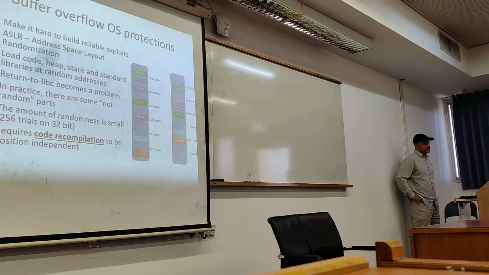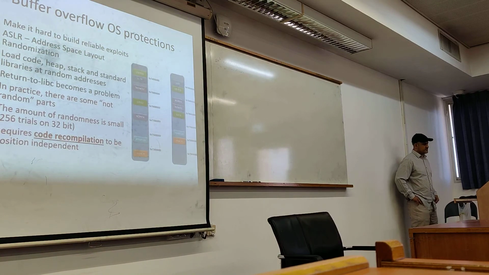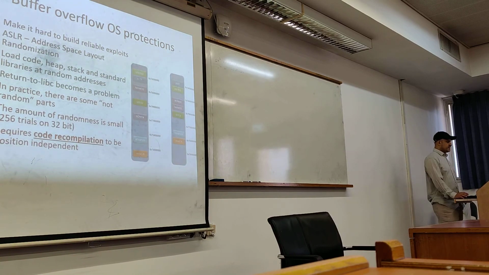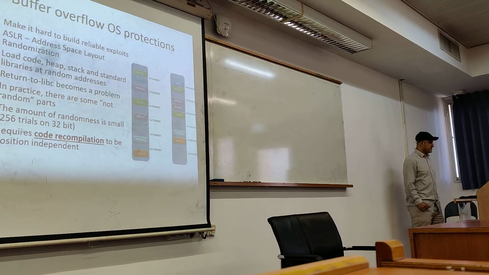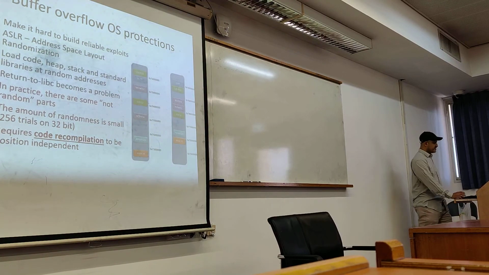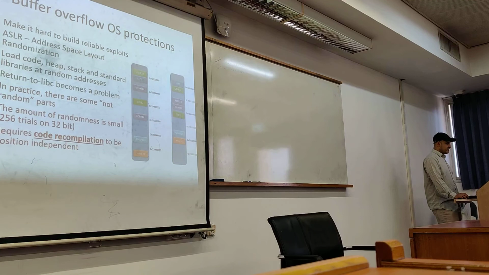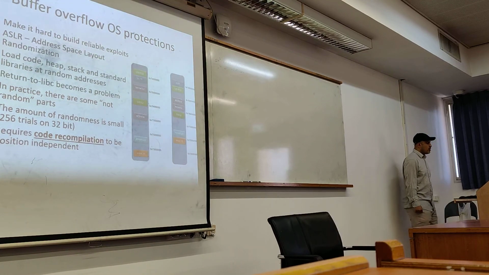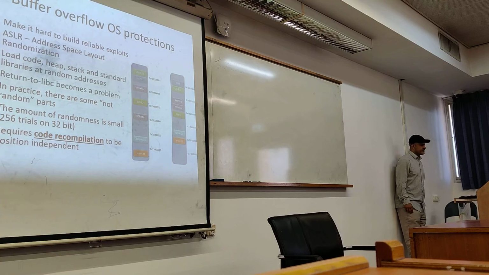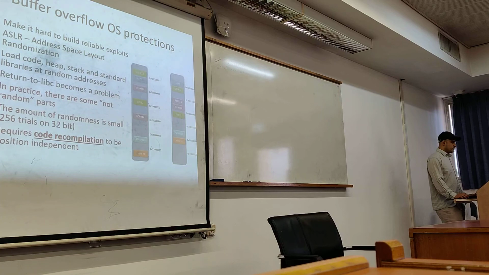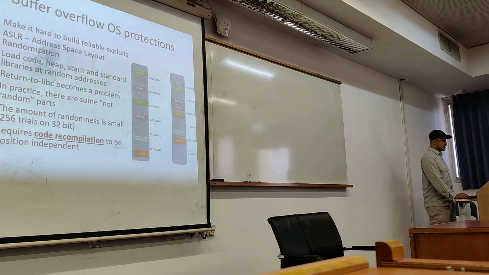For the 32-bit system that I just introduced to you, you will need 256 tries, and then you break it. So it's actually quite easy. Also, if you want to implement this idea, you will need code recompilation, and it's going to be another easy thing to implement.